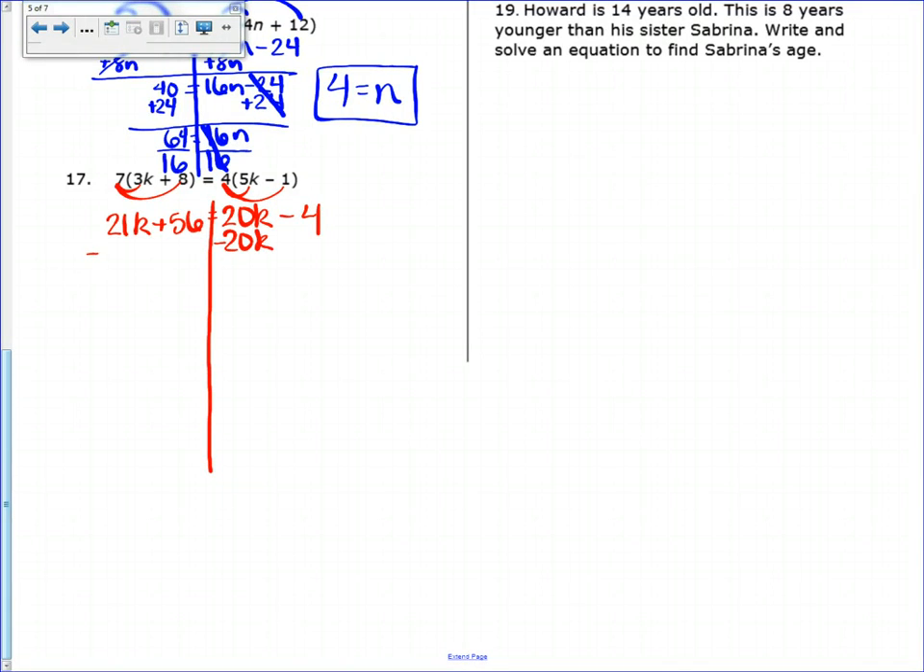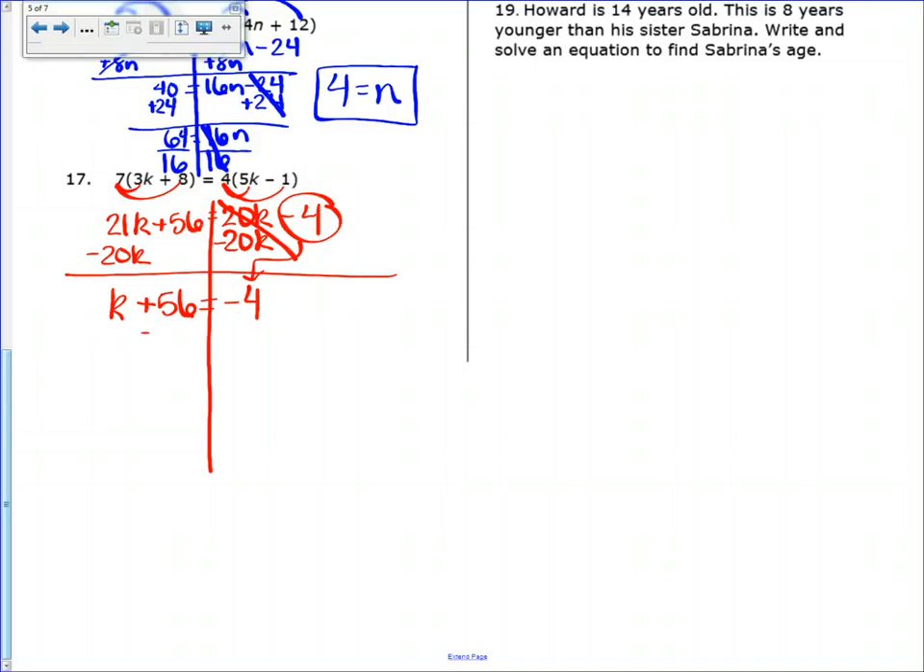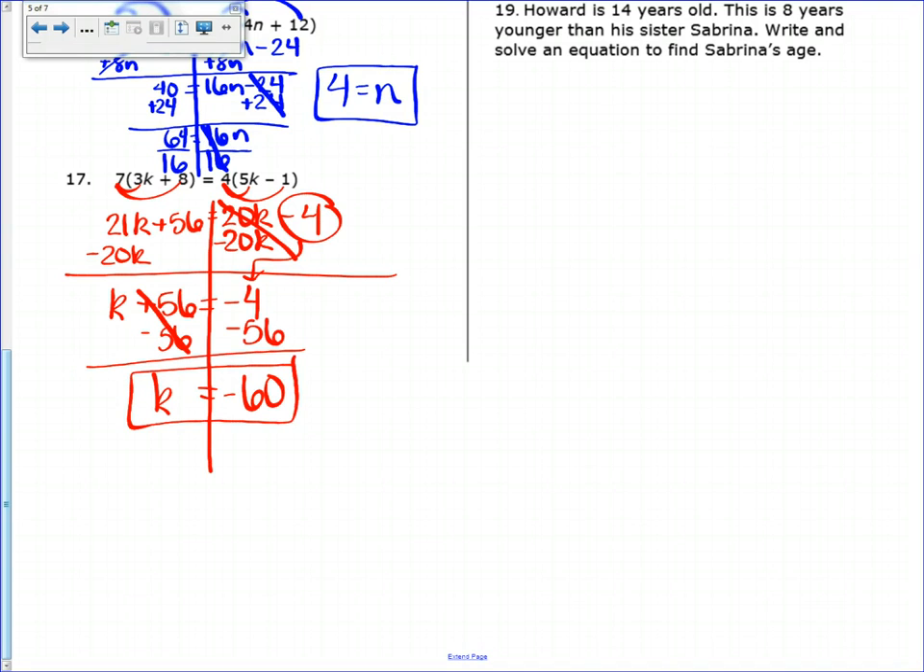Start by subtracting 20k from both sides. So 1k plus 56 equals negative 4. Bring that sign down with the number. Positive 56, so to get rid of it, I subtract 56. K equals negative 4 minus 56 is a negative 60. So your final answer is negative 60.